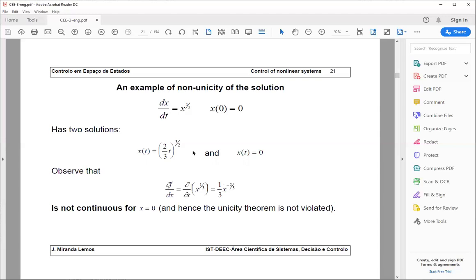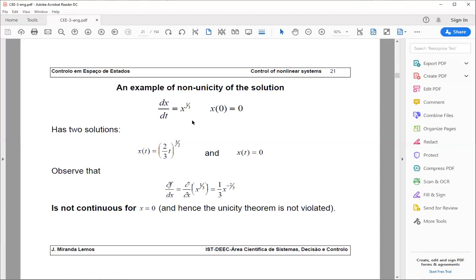So there are these examples, and we must be careful. In many cases, systems that have a non-unique solution are a kind of mathematical monsters without any engineering interest, so we rule them out. We assume tacitly that we are going to consider only examples in which the Jacobian of f with respect to x is continuous at all states.